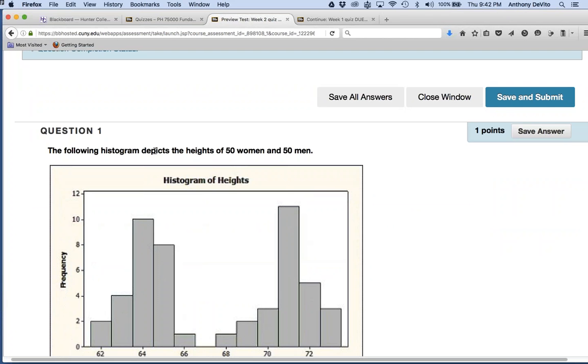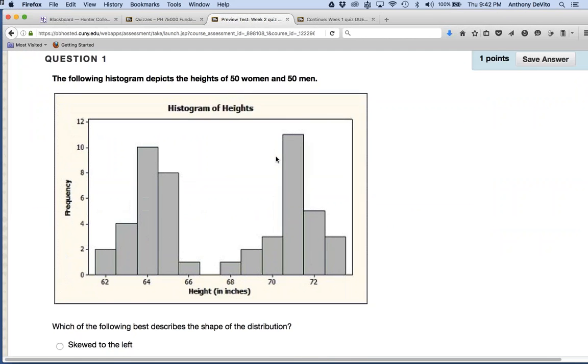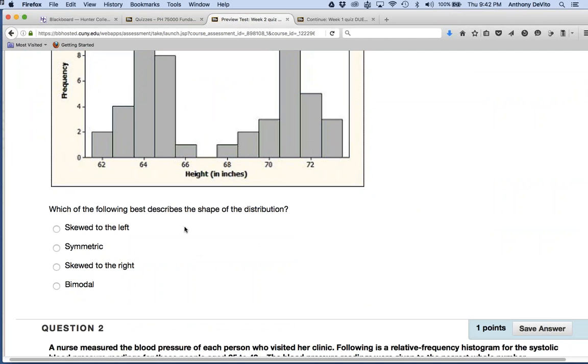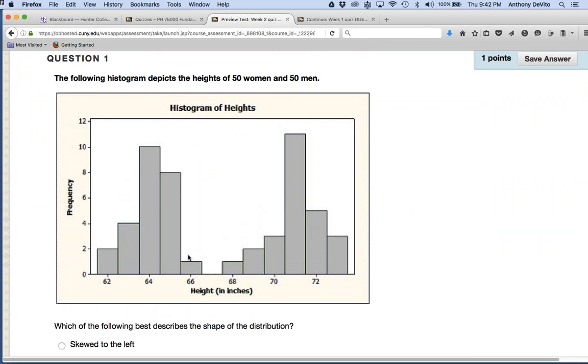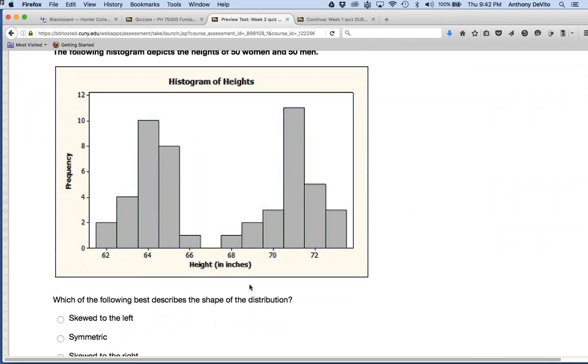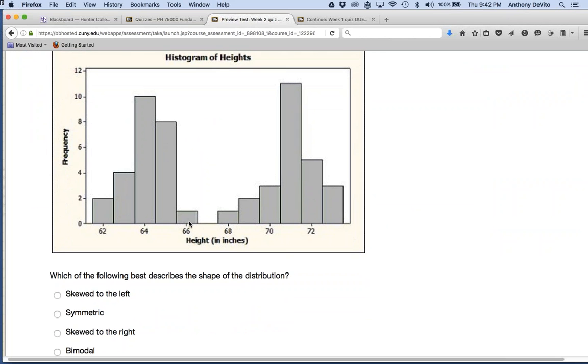Okay, question 1. The following histogram depicts the heights of 50 men and 50 women. Which of the following best describes the shape of the distribution? In this particular population, you don't have any tall women and you don't have any short men, so it's kind of a weird population. At first glance, my impression was this is two different histograms, but in fact it's one histogram: 62 inches, 64, 66, 68, 70.